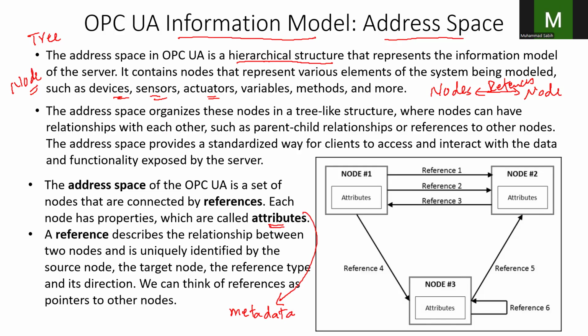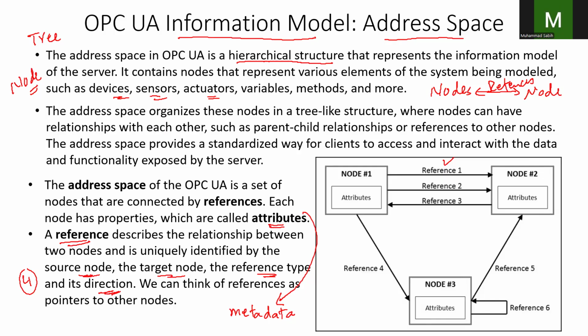and the reference is essentially a link, or a pointer between the two nodes. Each reference will include a few things: source node, target node, reference type, and also the direction. So there are four things which the reference will have. These four things are actually included in the references.